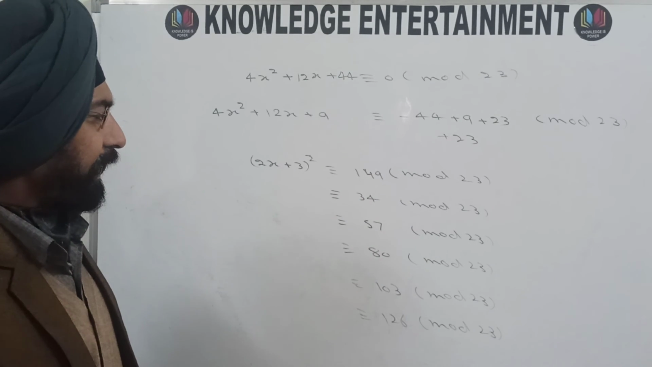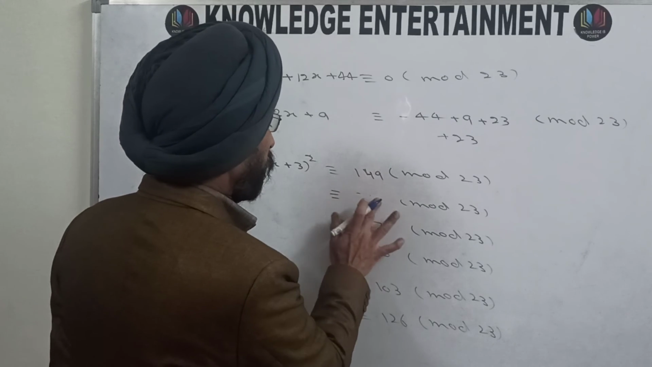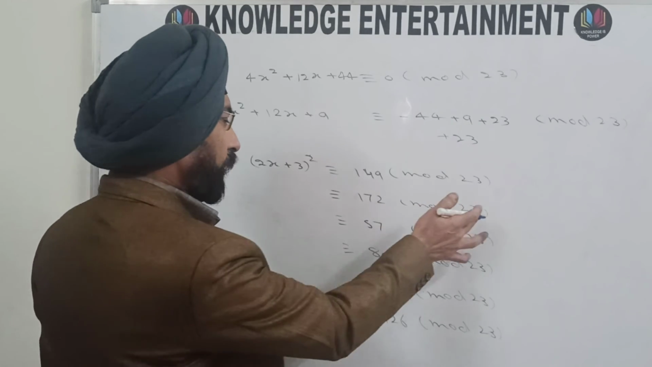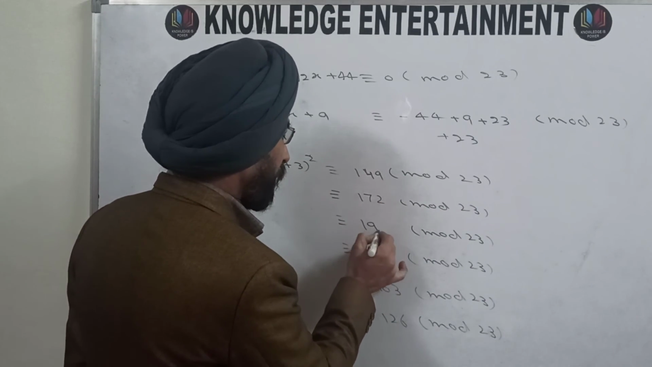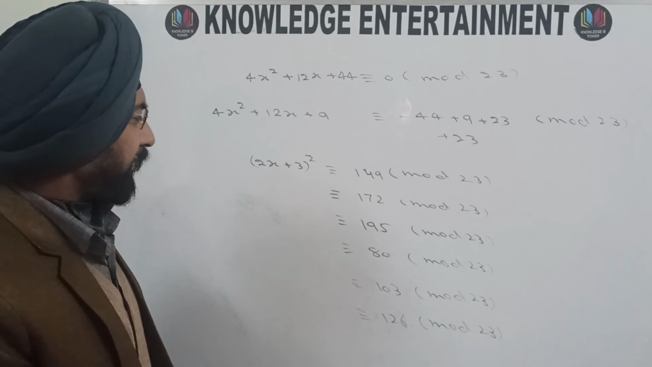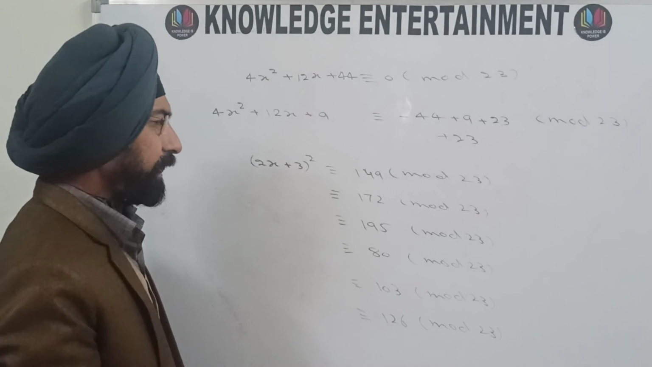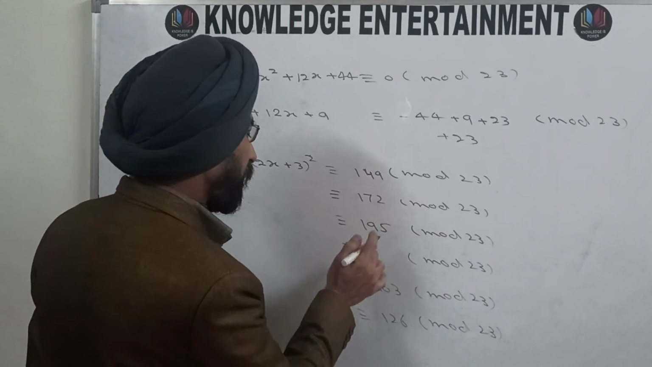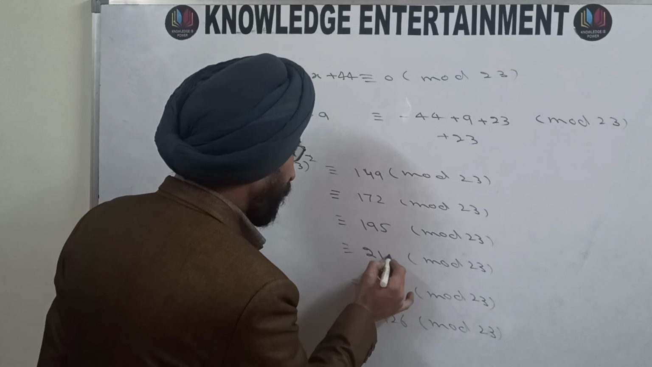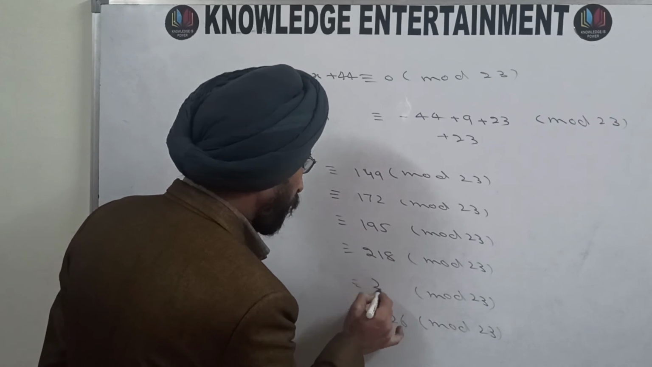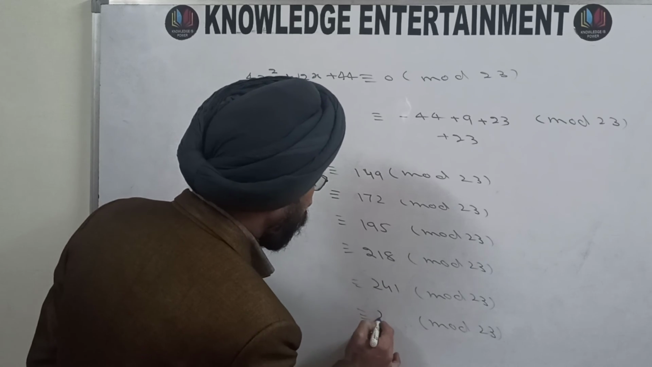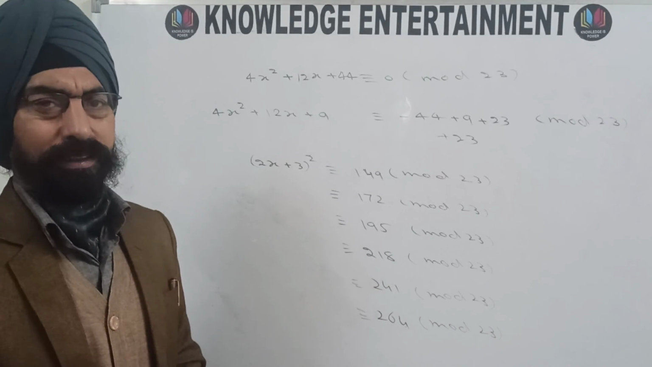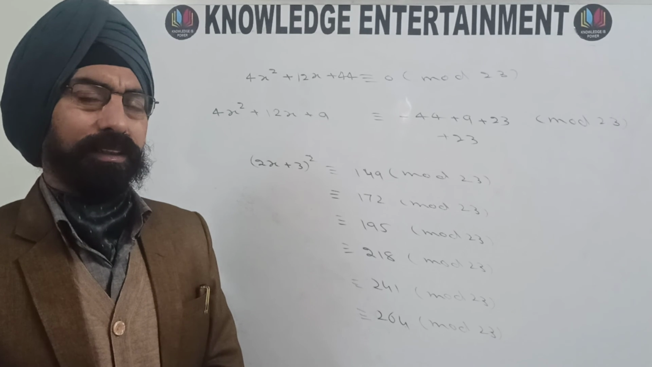149 plus 23 once again will give you 172. Still not a perfect square. Add 23 again. So it is 195. Not a perfect square once again. I think this quadratic equation has no solution. Adding 23 once again, you will get 218, and then 241, and then 264, and I think you will get no perfect square here. That means this quadratic equation has no solution.